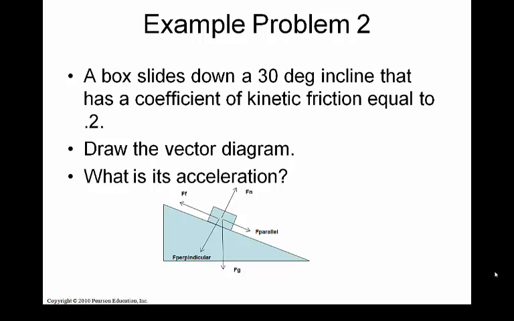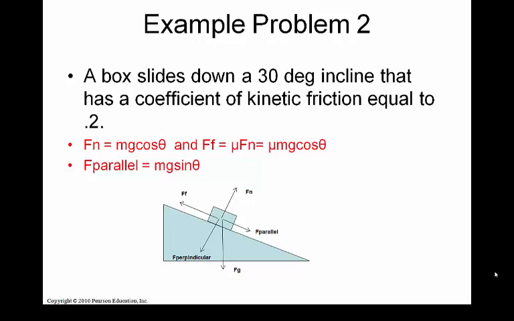A box slides down a 30-degree incline that has a coefficient of kinetic friction equal to 0.2. Draw the vector diagram and find its acceleration. The diagram below represents all the forces acting on the block. F parallel causes it to slide down the incline, but Ff will slow it down. The friction force is dependent on the normal force. Remember, the normal force is equal and opposite to the perpendicular component of weight, so it is not just mg.